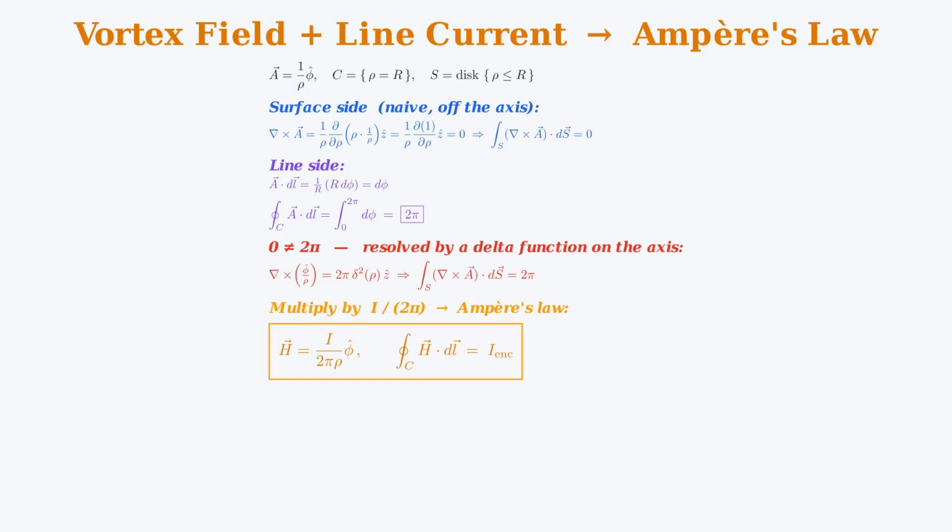And now the payoff. Multiply the field by I over 2 pi. 1 over rho phi hat becomes I over 2 pi rho phi hat, and that is exactly the magnetic field H of a straight wire carrying current I. The circulation of H around any loop enclosing the wire becomes I, the enclosed current. That is Ampère's law. Ampère's law is Stokes' theorem applied to the vortex field, with the singularity, the wire itself, properly handled. Every Amperian loop calculation in magnetostatics rides on this.